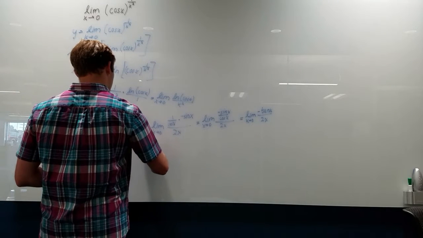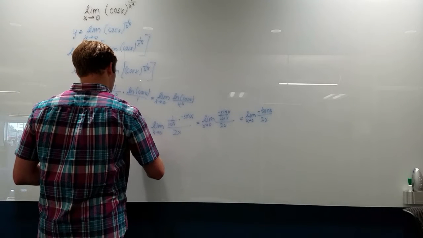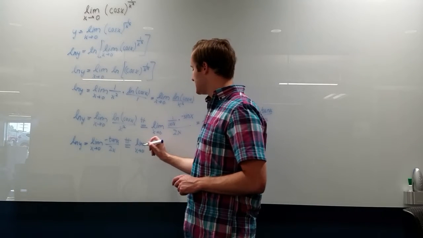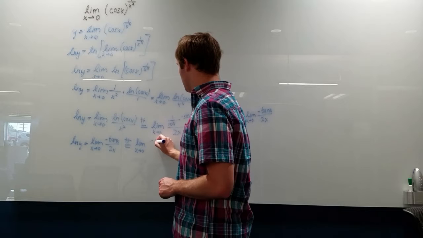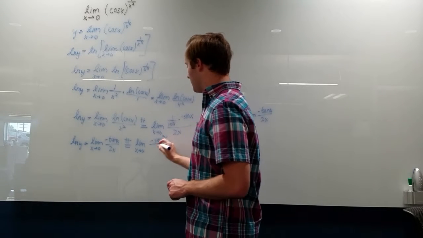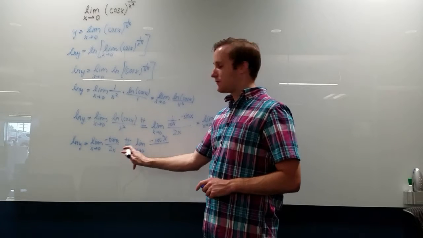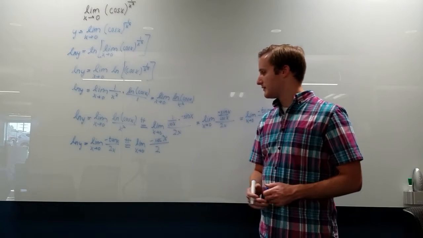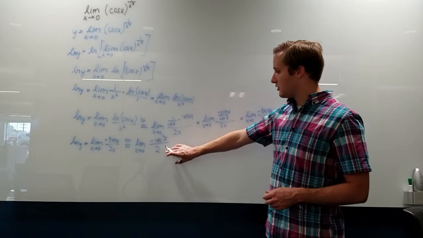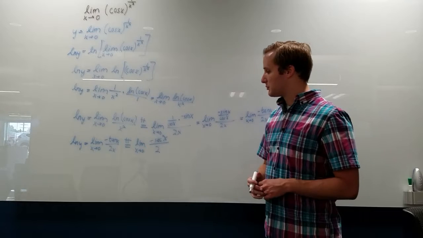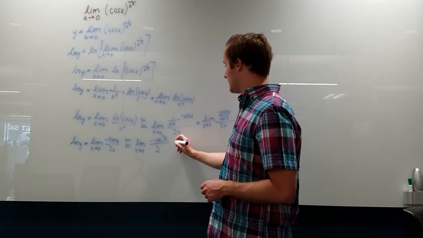We're still taking the limit as x approaches 0. And now the derivative of tangent is the secant squared. So we'll have the negative secant squared of x all over, and the derivative of 2x is just 2. Okay, this is looking promising because we no longer have any x's in the denominator. So this is a good sign that we're pretty close to being done.